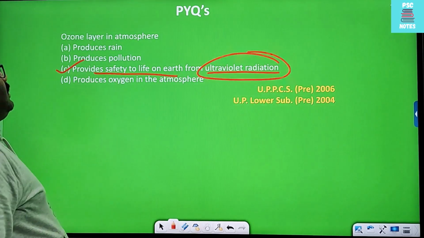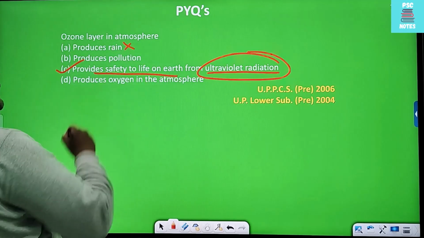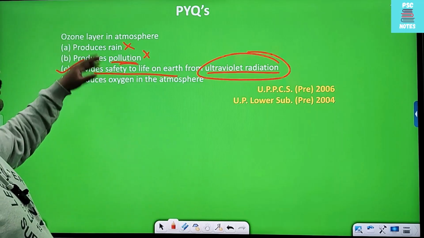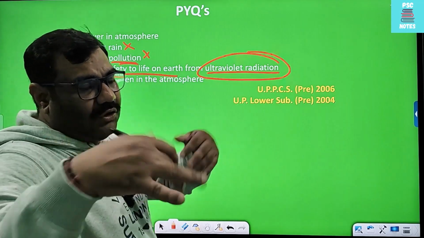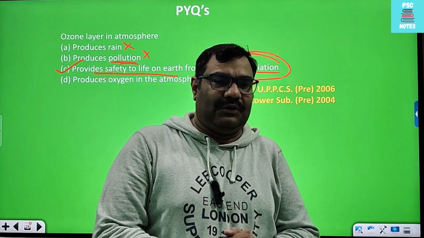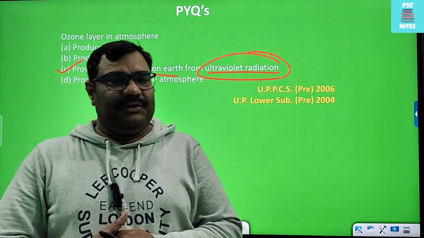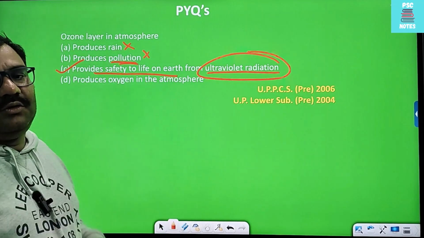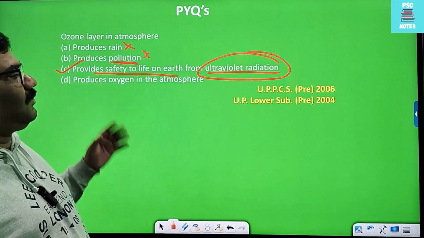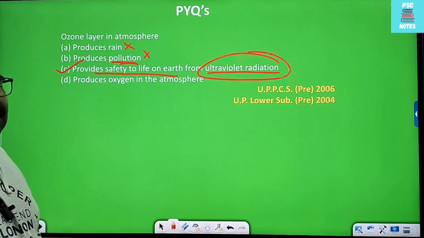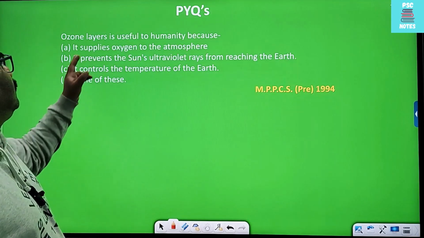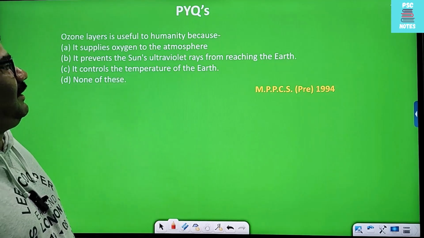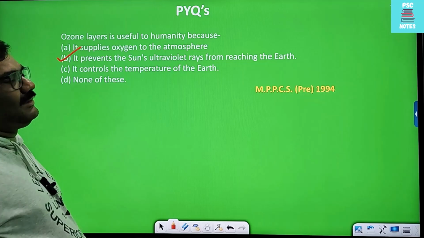It doesn't produce rain, and it doesn't produce pollution. Pollution is caused by ozone at the troposphere. Tropospheric ozone is bad ozone, so it creates pollution. But unless specified, we will consider it to be stratospheric ozone, which is what the question is asking. Now coming to the next question: the ozone layer is useful to humans because it prevents the sun's ultraviolet radiation from reaching our surface.